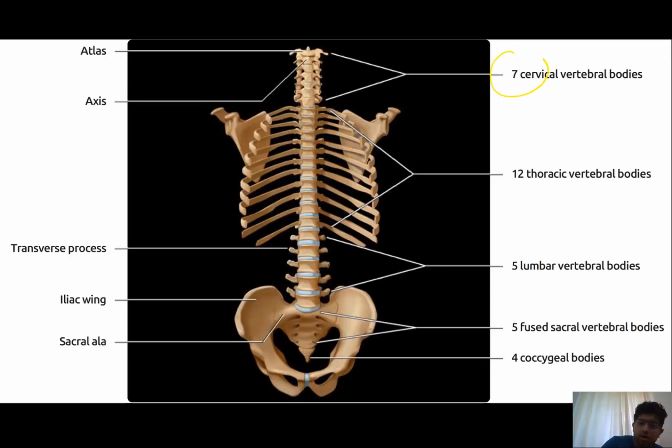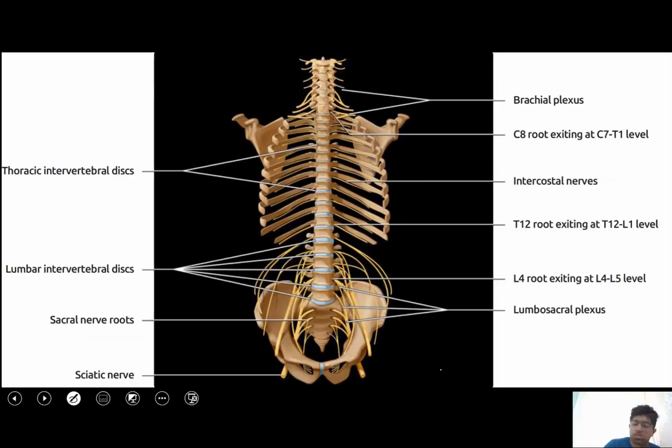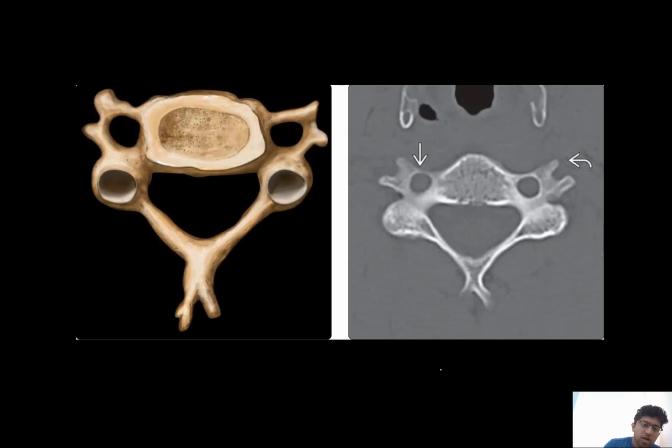Again, I have told 7 cervical, 12 thoracic, 5 lumbar, 5 fused sacral, 4 to 5 coccygeal vertebral bodies, and corresponding nerves come above the level of the vertebral bodies till the C7 vertebral body. After that, it comes below the level of the vertebral bodies. Now there are some basic differences between the cervical vertebral body and the thoracic and lumbar vertebral bodies. We know that sacral is a fused vertebral body, coccygeal is a fused vertebral body. The cervical, thoracic and lumbar are not fused vertebral bodies.